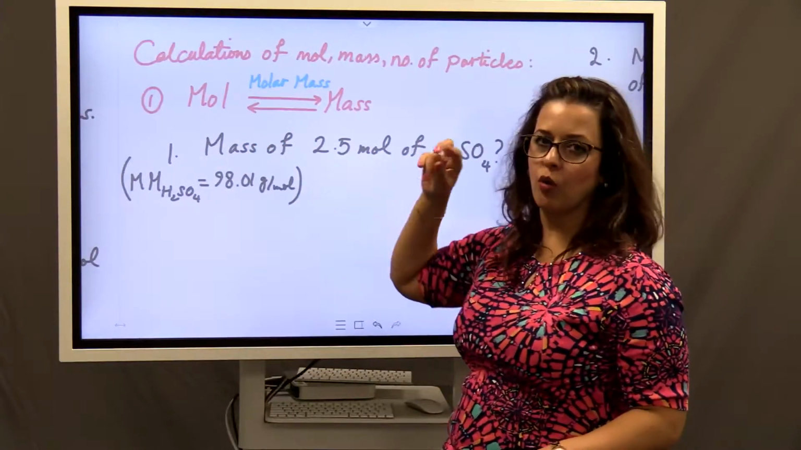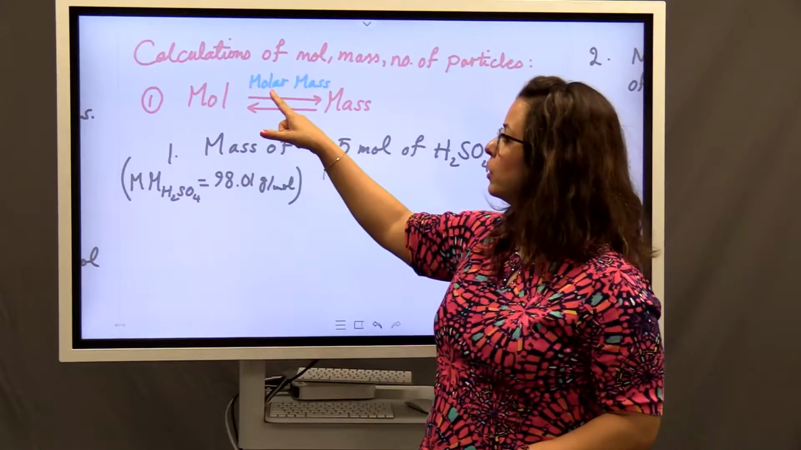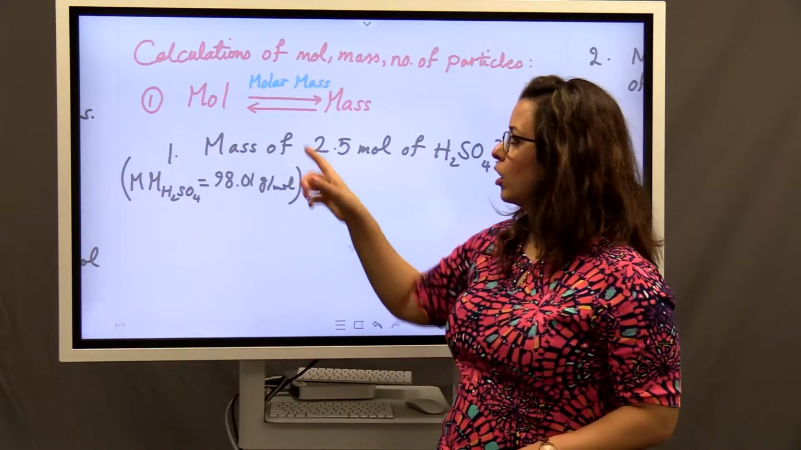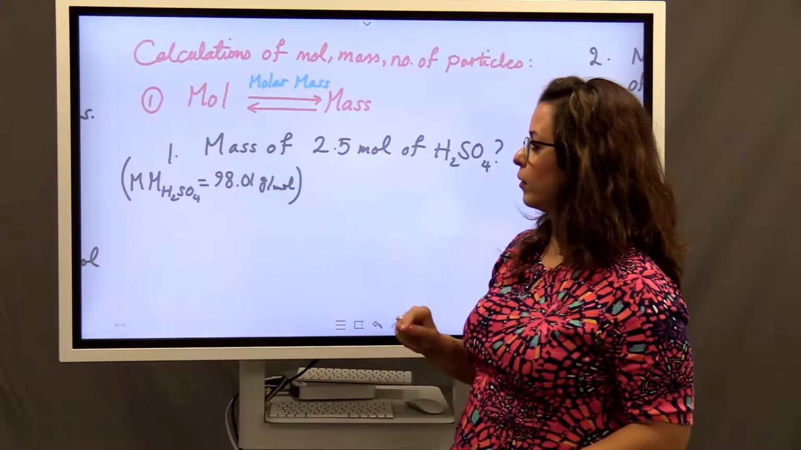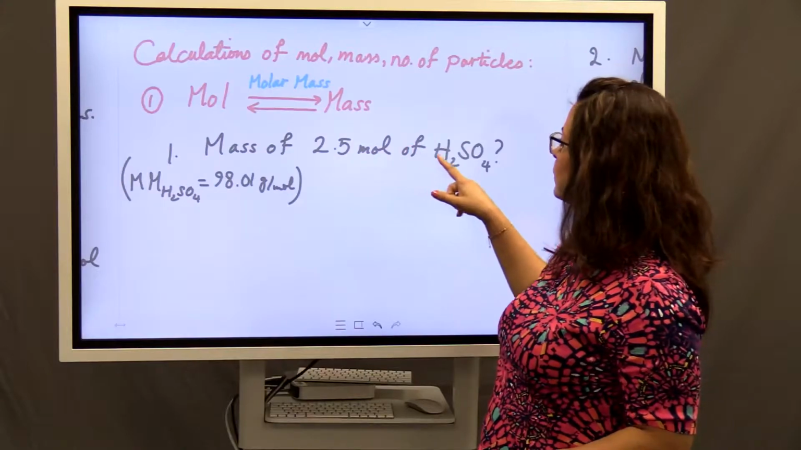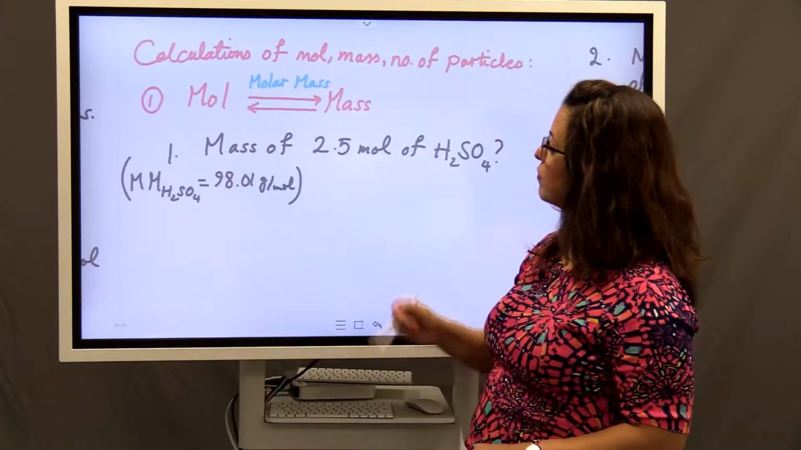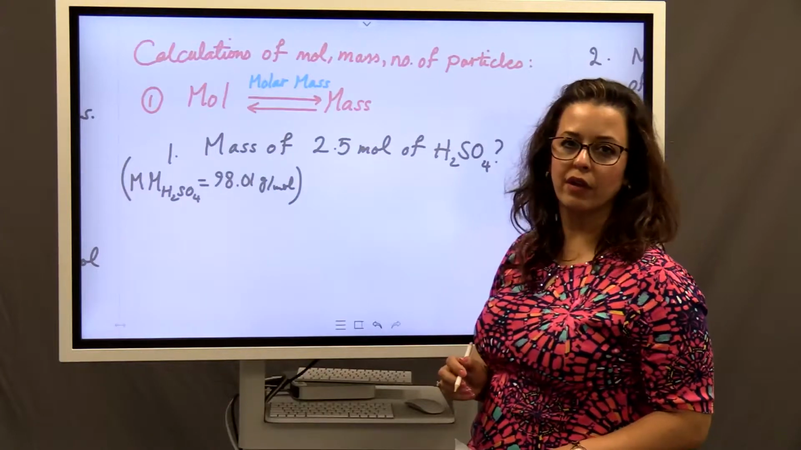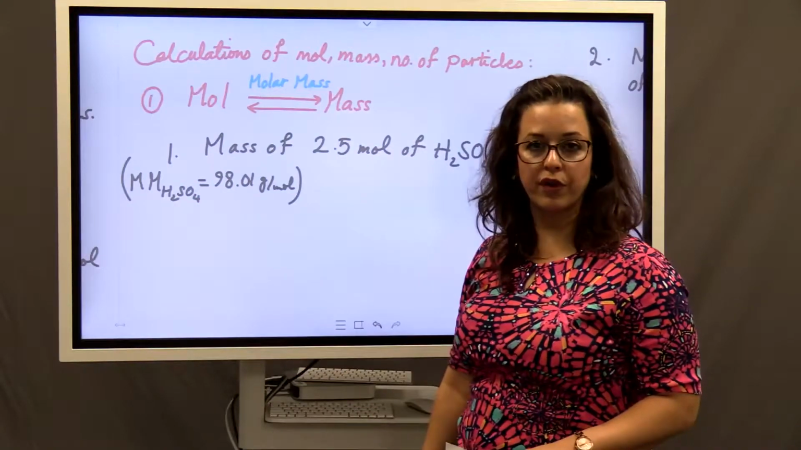In this case, when you are only finding the relation between mole and mass, you will be using the molar mass of the given substance. Okay? I always say mole, mass, molar mass. So let's look at this example. Let's try to find the mass of 2.5 moles of H2SO4, sulfuric acid. So we are solving for the mass and 2.5 moles are given. And to save time, I wrote the molar mass of sulfuric acid.